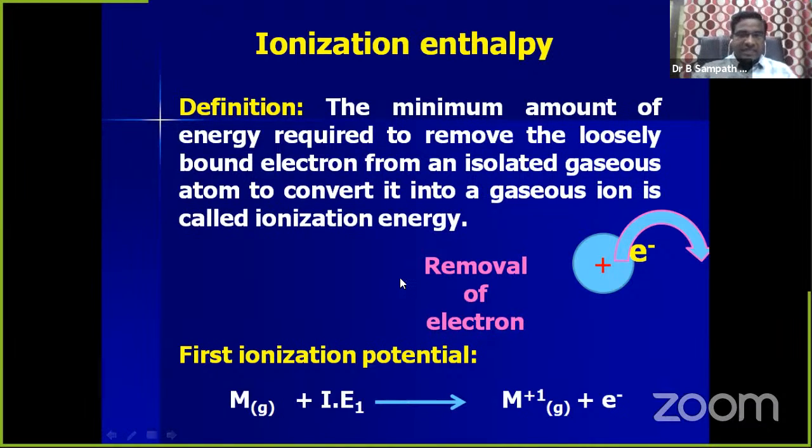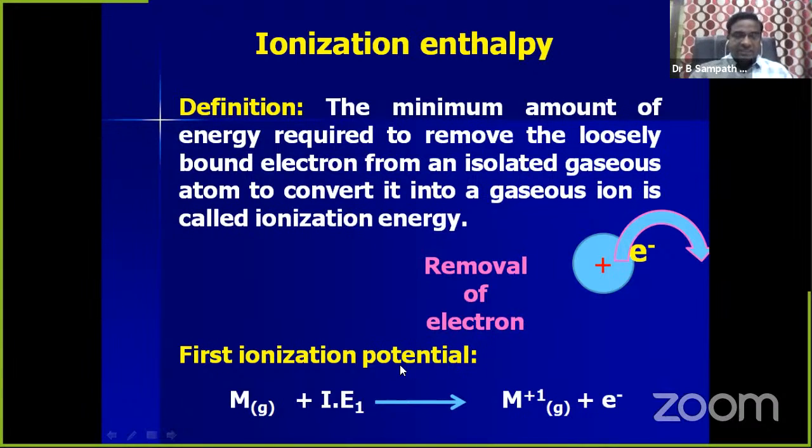Right, children? Now in this ionization energy, we have first ionization energy, second ionization energy, third ionization energy, like that. If we remove the first electron from a neutral atom, that is called first ionization energy. If we remove the second electron from the outermost shell, that is called second ionization energy, and so on. Let us see the first ionization potential or first ionization energy.